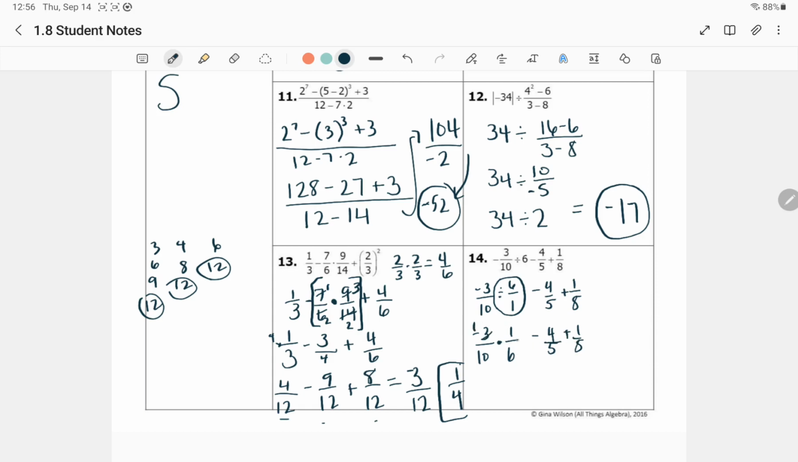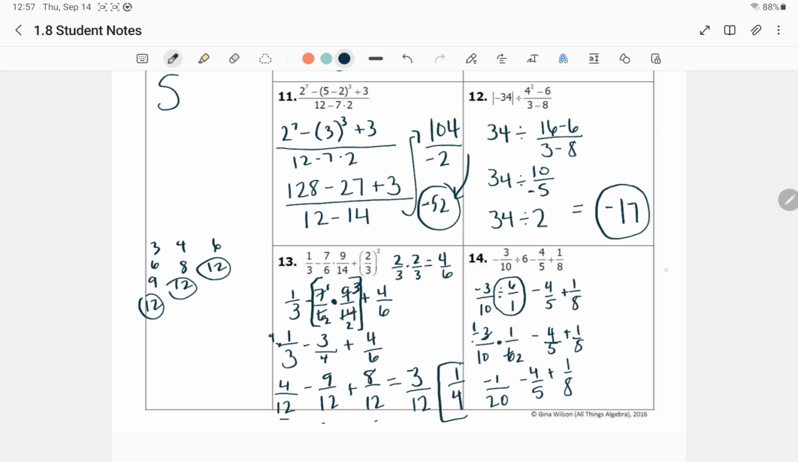All right. Here I can reduce again. So I'll do 1 and 2. -1 times 1 is -1. And 10 times 2 is 20. Then you have -4/5 plus 1/8. All right. We've got to find a common denominator before we can add or subtract.